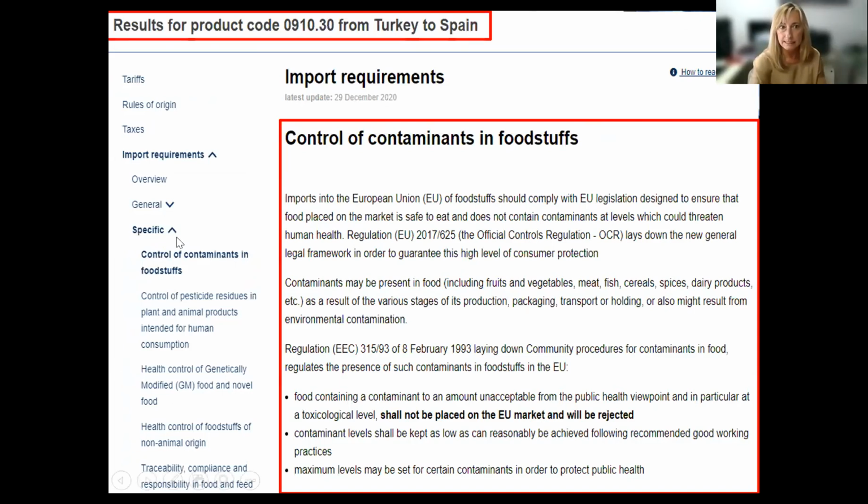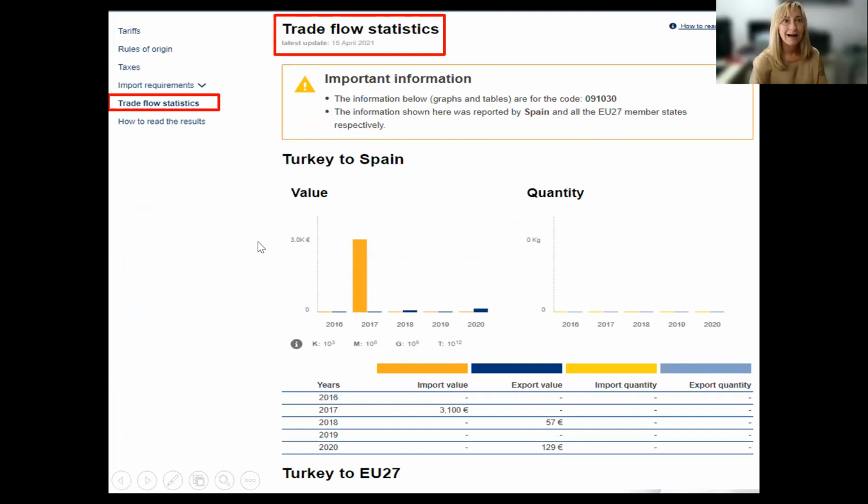Very important, the specific import requirements, okay? Before, you have to search with your code number, and you have to go through here. And you also can have statistics. Interesting, because you can find the statistics from Turkey to Spain, how the exports from Turkey to Spain of this product that we have selected, and also of Turkey to the European Union, and you can see by value and by quantity, very easy.